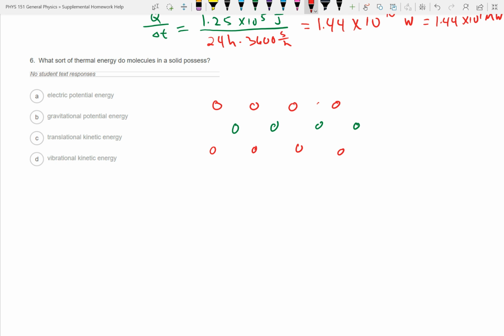Okay, so these have their fixed positions, but they are going to be vibrating about these positions. And so that vibration includes two types of energy. One is kinetic energy because of the motion, 1/2 mv squared. And the other is the potential energy in the bonds. What's holding the atoms in place? What's doing the bonds?